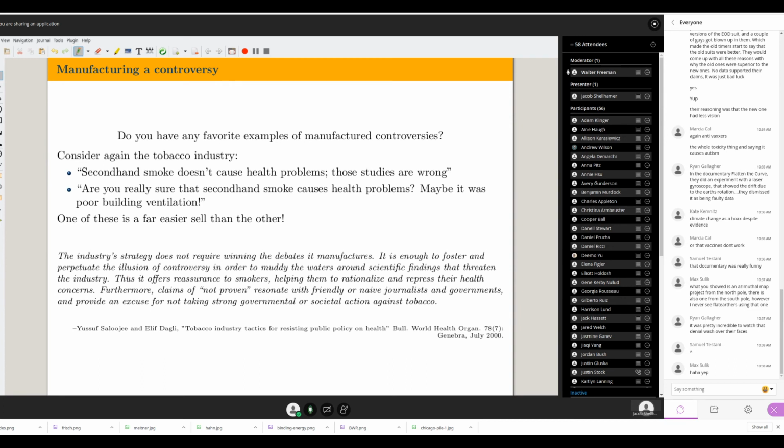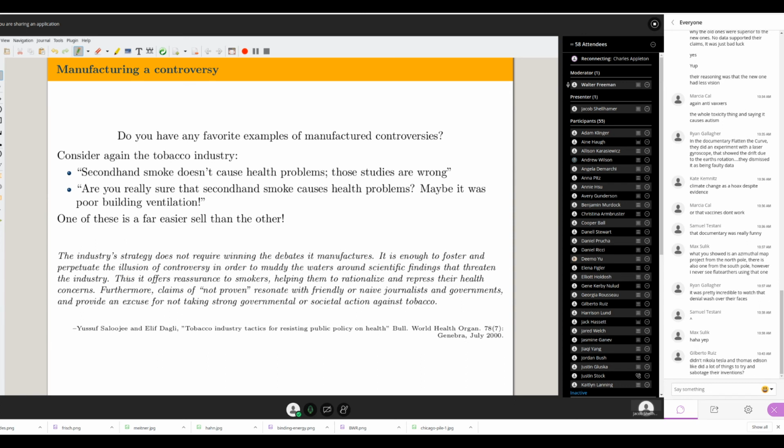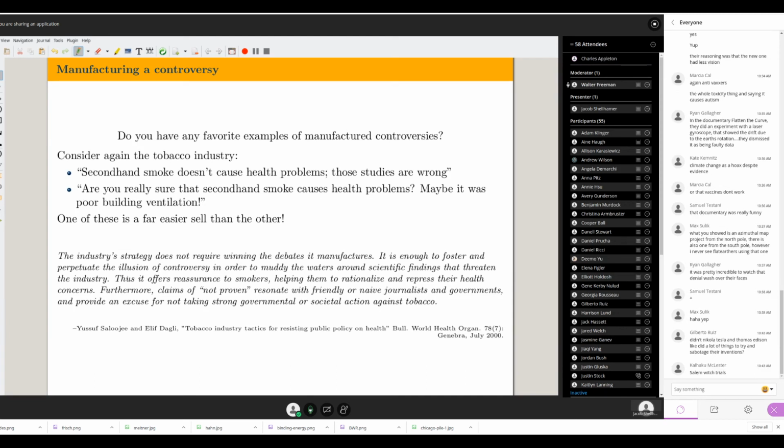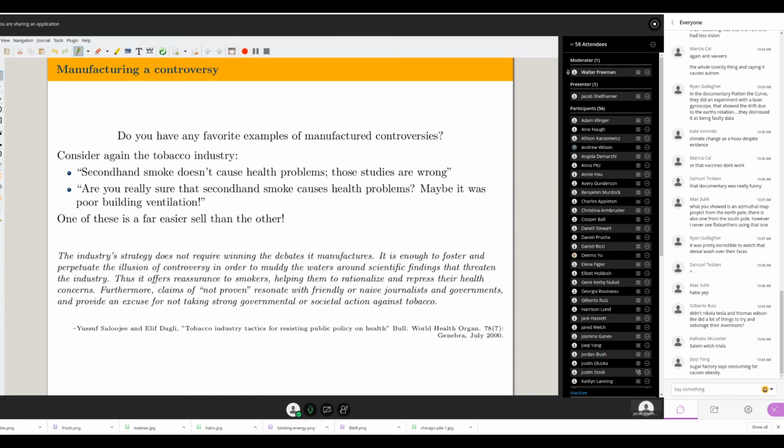And the tobacco industry, again, cigarettes are addictive, right? Quitting smoking is hard. And they didn't need to convince people that smoking was safe. All they needed to do was to convince people that smoking wasn't unsafe. So they took these studies about the dangers of secondhand smoke and they said, yeah, it's not really secondhand smoke. Maybe it's like mold in your building. Maybe it's poor ventilation. Maybe it's bad air. And that's a much easier sell.